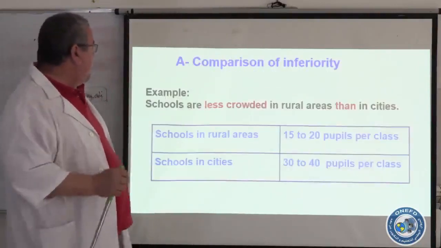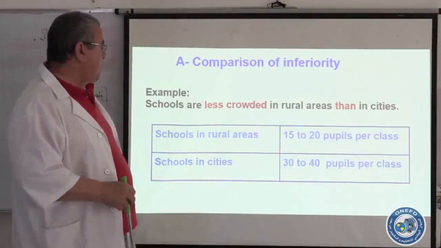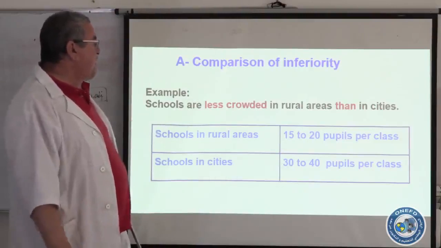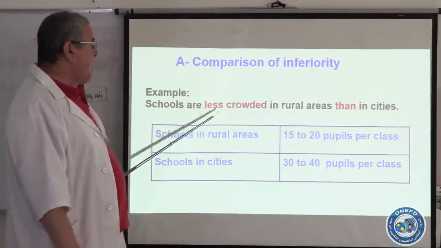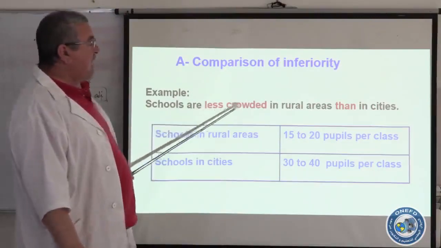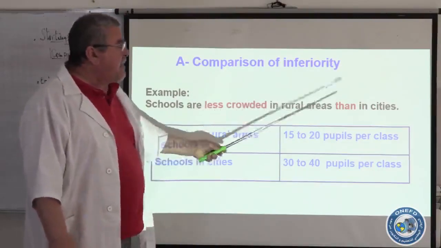Let's move to some more examples. Let's start with comparison of inferiority. We have an example here. We keep the same example. Schools are less crowded in rural areas than in cities.